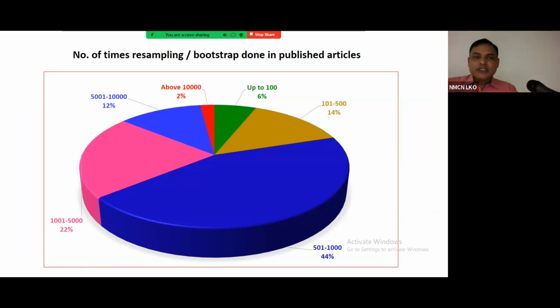We have also estimated how many times they have resampled. We found that 6% resampled up to 100 times, 40% resampled between 101 and 500 times, 44% between 501 and 1000 times, and 22% between 1001 and 5000 times, 12% between 5001 and 10,000, and above 10,000 is only 2%.